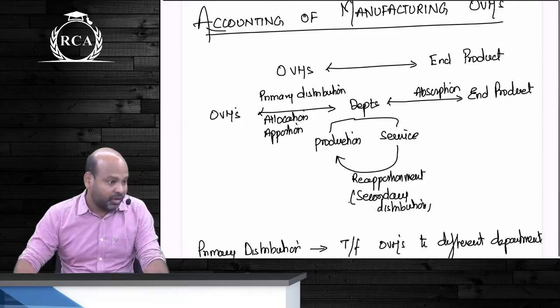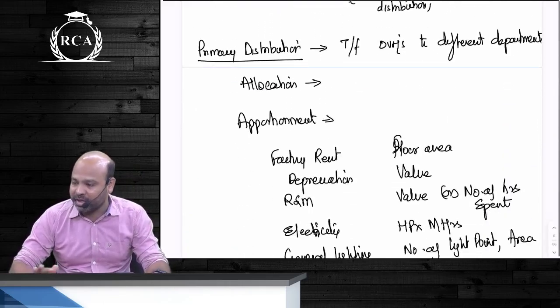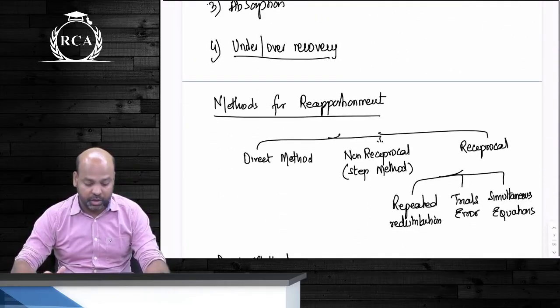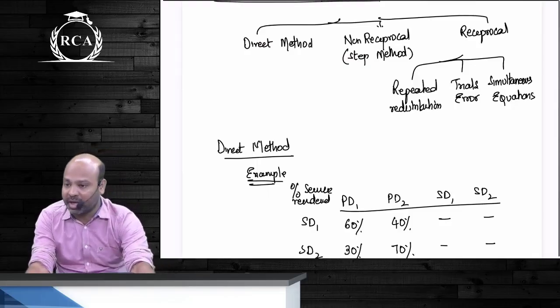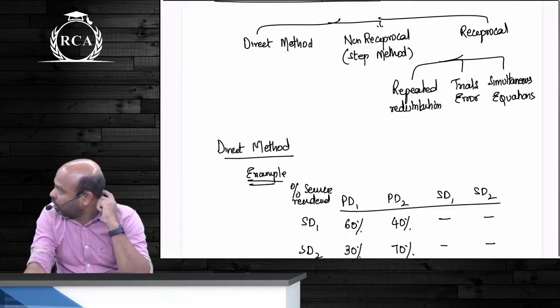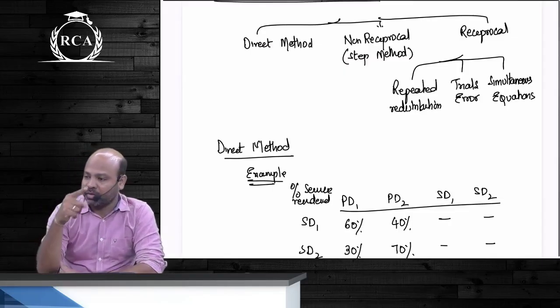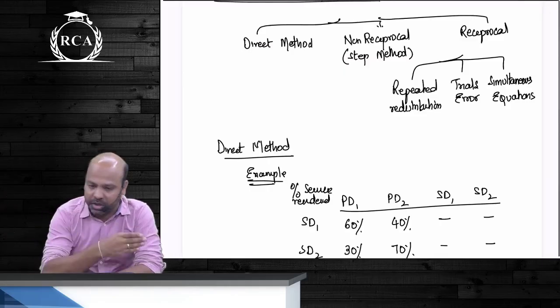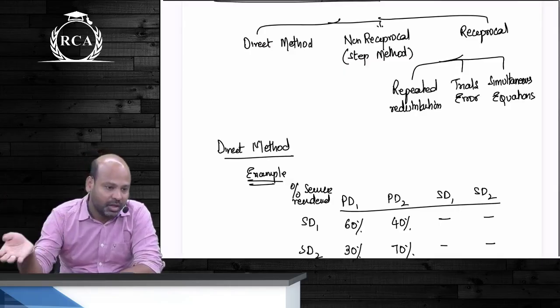After that, beta, comes the reciprocal method. Reciprocal method is where there's mutual service rendered by service departments to each other. Under the reciprocal method, guys, again we have repeated redistribution, trial and error method, and simultaneous equation method. In repeated redistribution, you will have to keep transferring service department costs to production departments and other service departments. Keep repeating the process till you reach the nearest to nil.